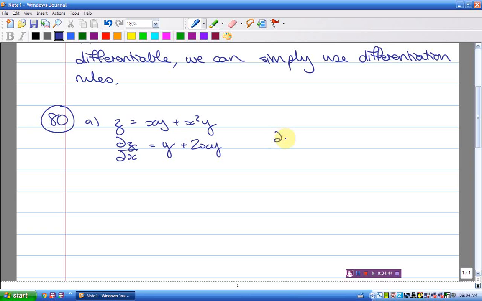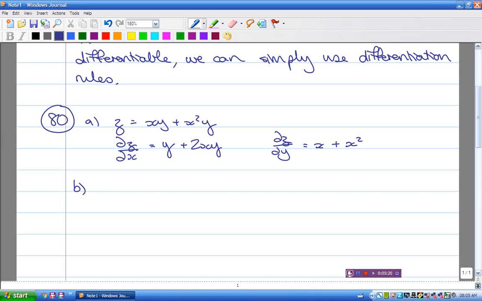What about dz by dy? Similar, but now we're differentiating with respect to y. We need to hold the x constant. So if we differentiate xy, we get x. And if we differentiate x squared y, we get x squared. It's really not hard. Ordinary differentiation is easy. Partial differentiation is just as easy. You just need to train your mind to only see one variable as the variable, and then in the very next line you have to flip it. It's the other one that you're considering.